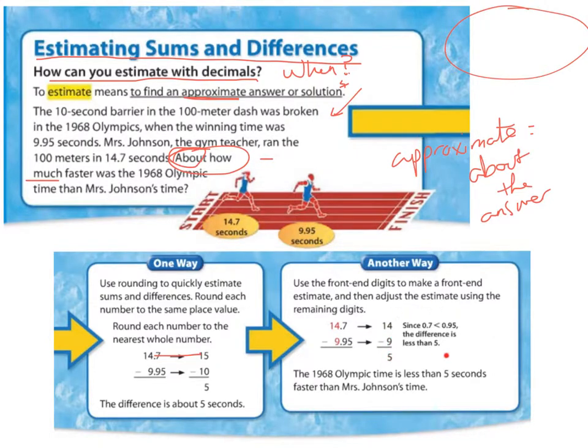But they make this statement here, which is going to cause me to look at this decimal. They said that 0.7 is less than 0.95. So then they came up with an answer that the difference is less than 5. So they looked at the first ones.